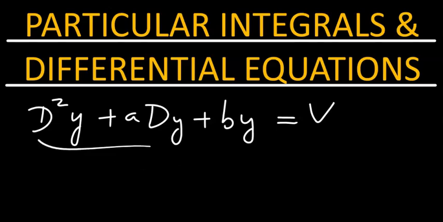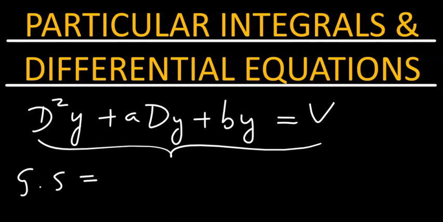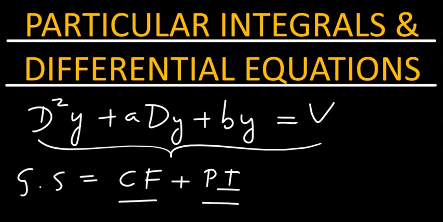The general solution for such a differential equation consists of two parts. The first part is the complementary function that we are familiar with from our previous video. And we have another term. It's called the particular integral. And this particular integral is closely related to that function v. Now let's look at examples.